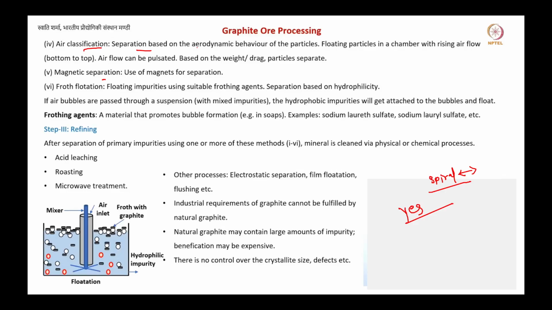Magnetic separation. Okay, so use of magnets. Suppose your material has a composition of some magnetic and non-magnetic material, then how will you separate this? You can use a big magnet, so all your magnetic particles will come and get stuck with your magnet, and then the others will get separated.